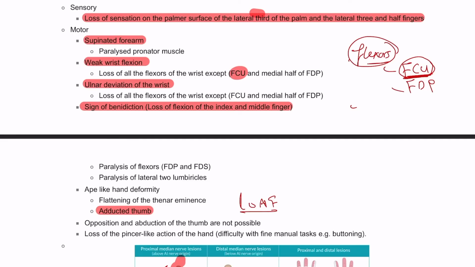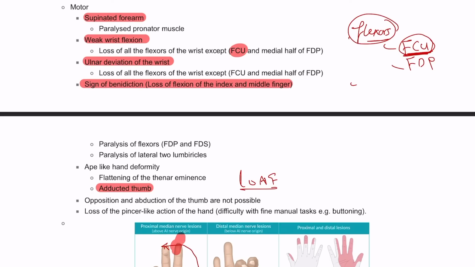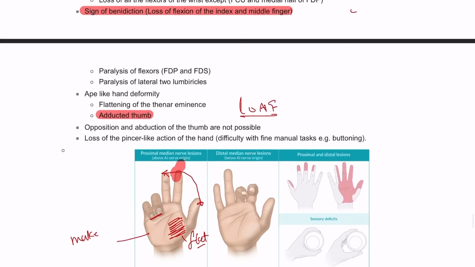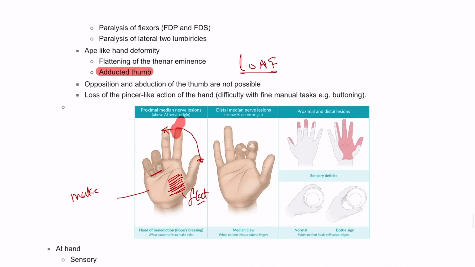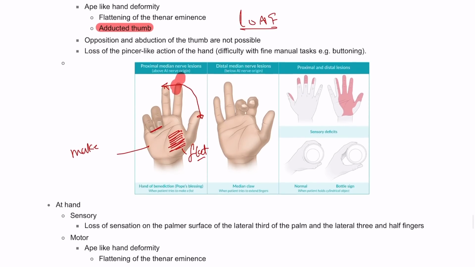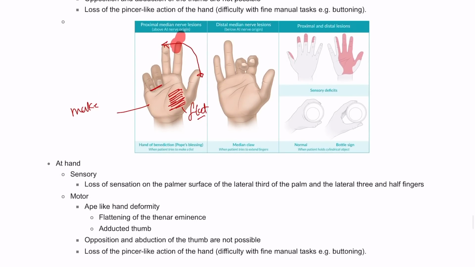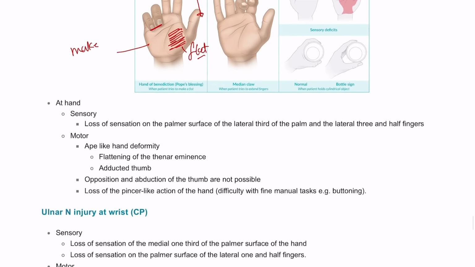On the thumb, the opponens pollicis will not be working. The thumb will be adducted because adductor pollicis is still working, and obviously there is loss of pincer grip, and the patient will have difficulty with buttoning a shirt and so on. And we mentioned the sensory as well.